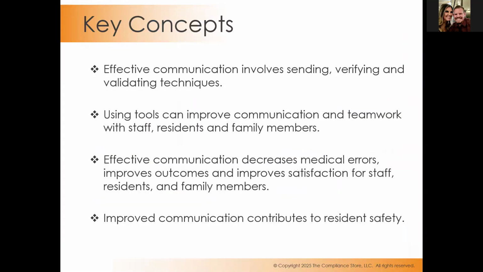Let's go over our key concepts. Effective communication involves sending, verifying, and validating techniques. Using tools can improve communication and teamwork with staff, residents, and family members. Effective communication decreases medical errors, improves outcomes, and improves satisfaction for staff, residents, and family members. Improved communication contributes to resident safety.